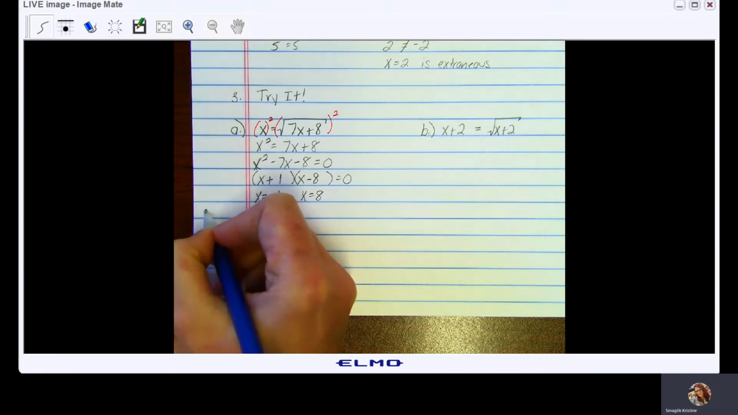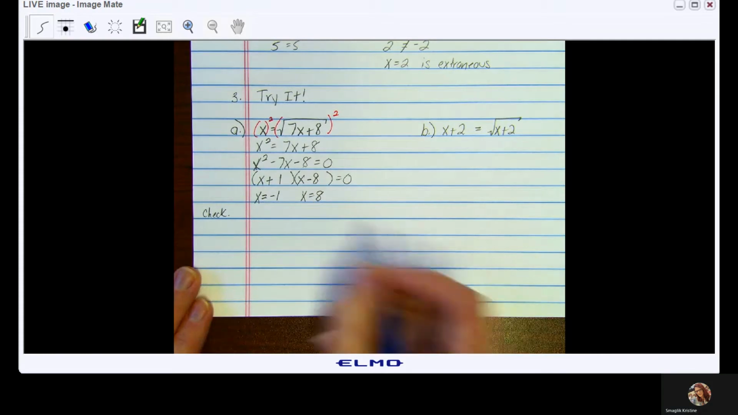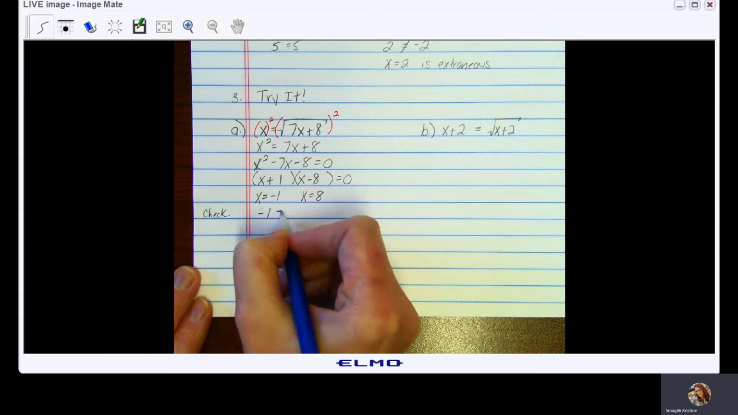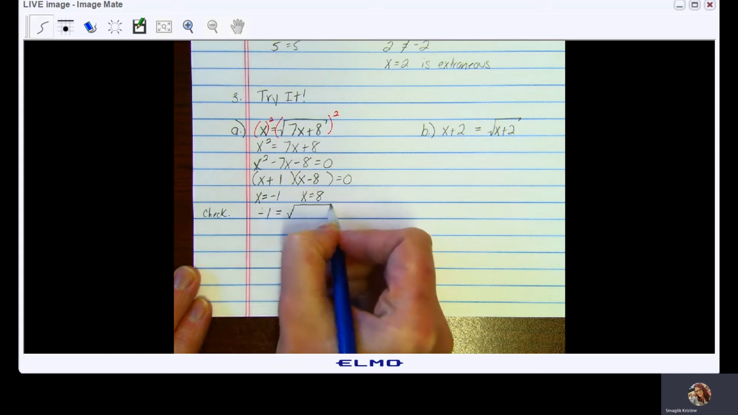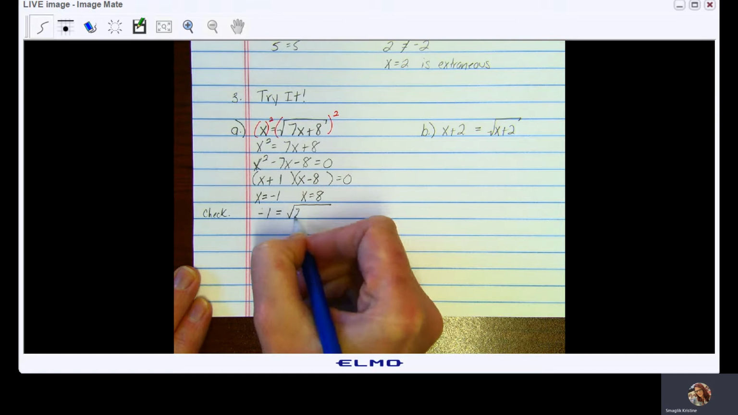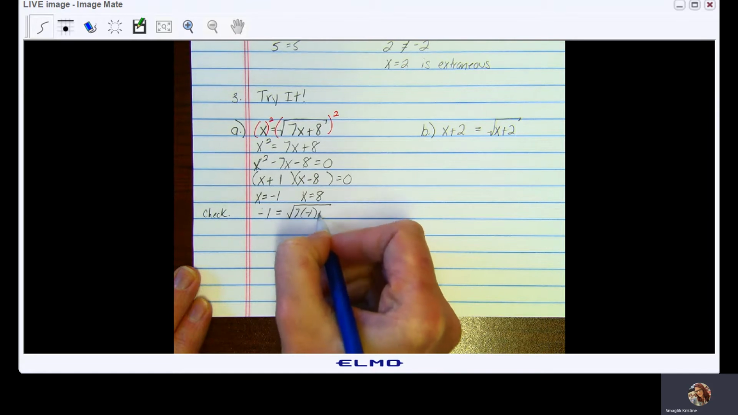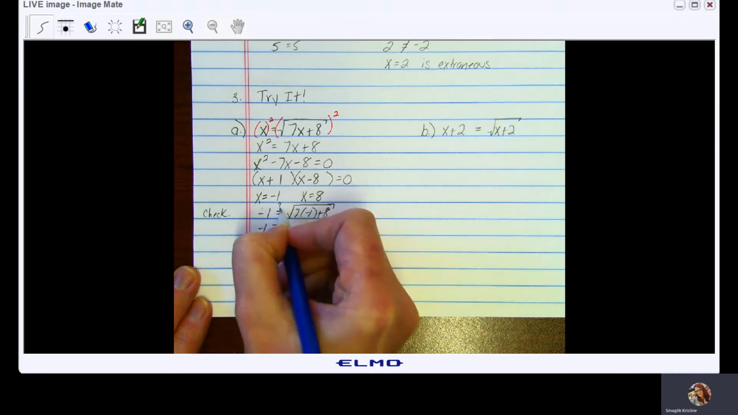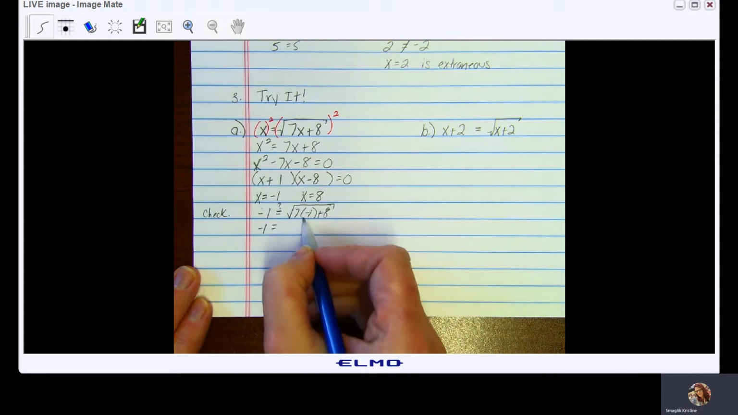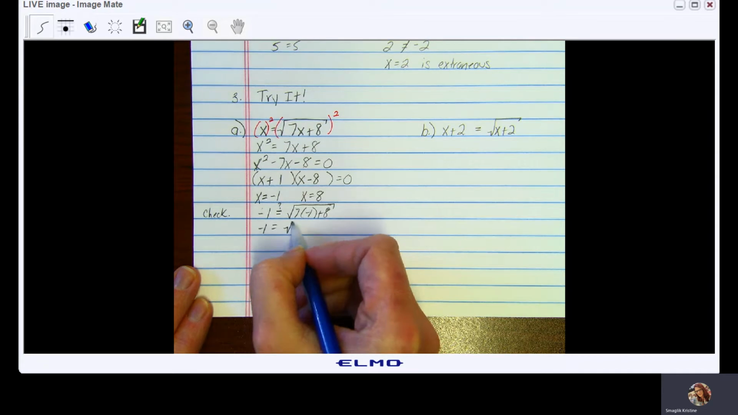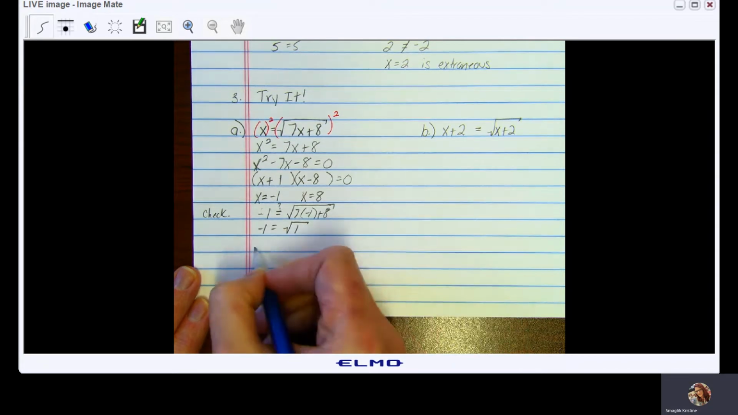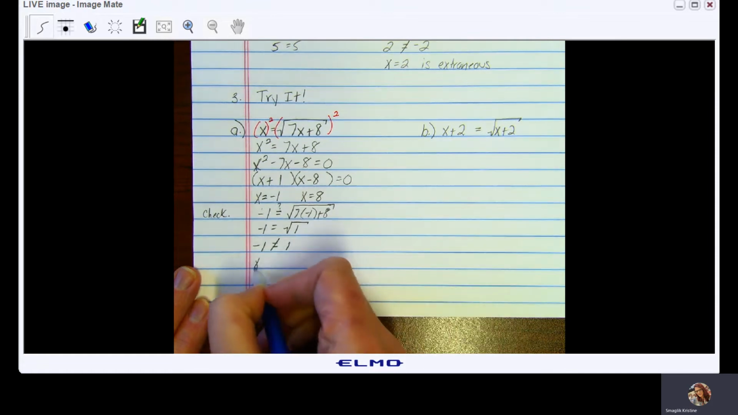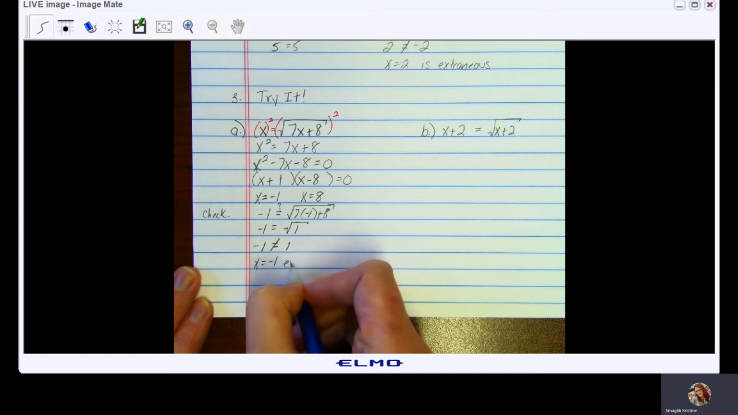And now let's check. So x equals negative 1. Does negative 1 equal the square root of 7 times negative 1 plus 8? Negative 1, put a question mark up there. 7 times negative 1 is negative 7 plus 8. Well, we get a negative 1 equals a positive 1. This is no. So x equals negative 1 is extraneous.